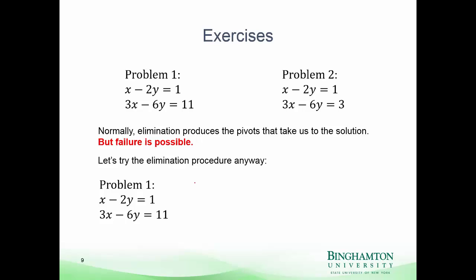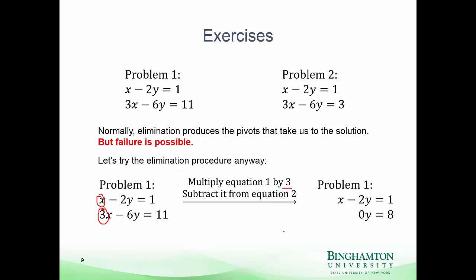So here are our equations. x minus 2y is equal to 1, and 3x minus 6y is equal to 11. And so we're going to use our standard approach here. We've got a pivot of 1. We've got a first coefficient of 3, so we take the coefficient divided by the pivot, and that's the multiplier. So our multiplier is 3. And when we do that, we get something that looks like this. So not only did we eliminate x, but we eliminated y.